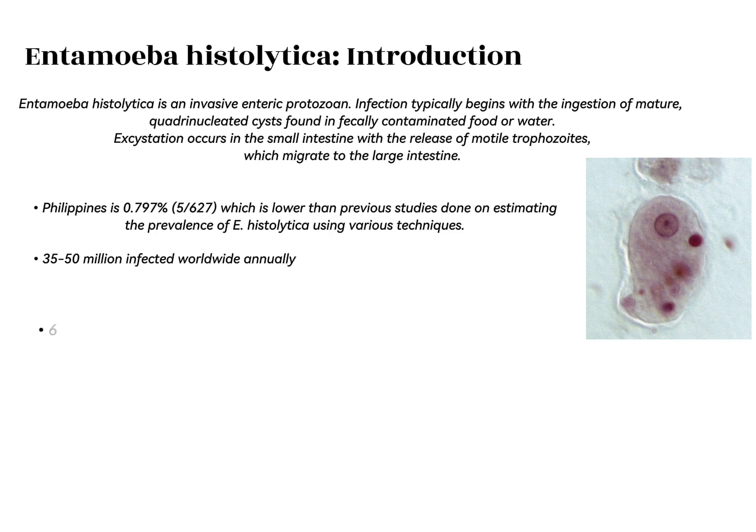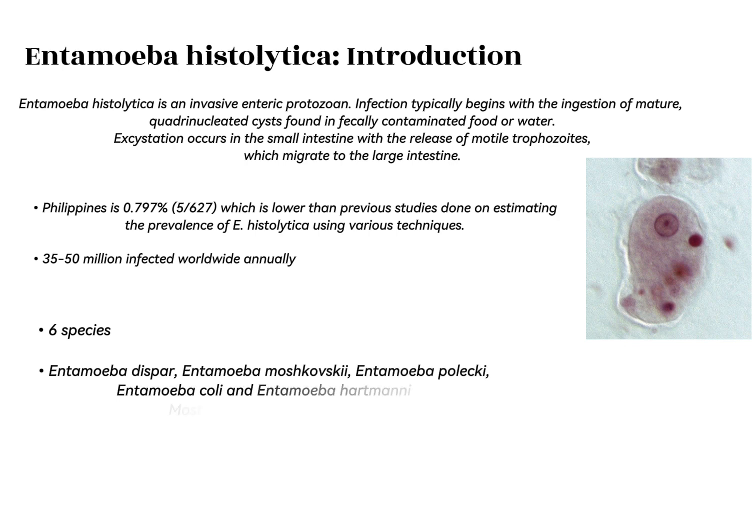There are several species of Entamoeba: Entamoeba dispar, Entamoeba moshkovskii, Entamoeba polecki, Entamoeba coli, and Entamoeba hartmanni. And the most common is Entamoeba histolytica.